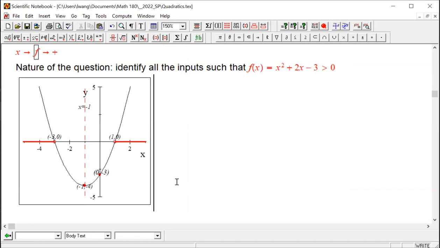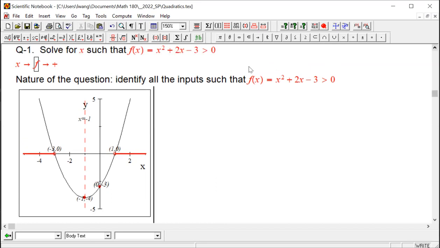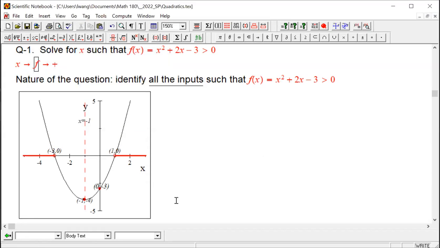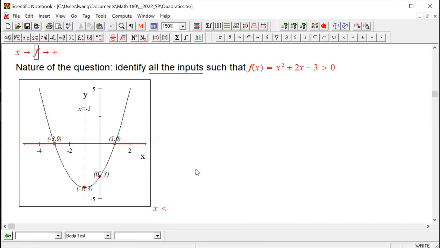Those are solutions. How do we express them? We're looking for all the inputs, all of them. We're not leaving anyone out. So the solution will have to include all of them. So the solution would be x less than -3 and or x is larger than 1. That's the solution.